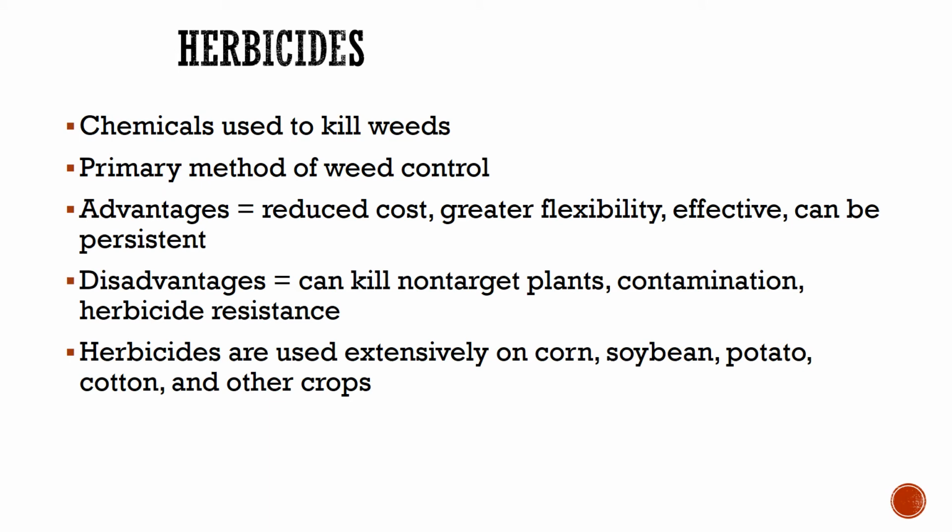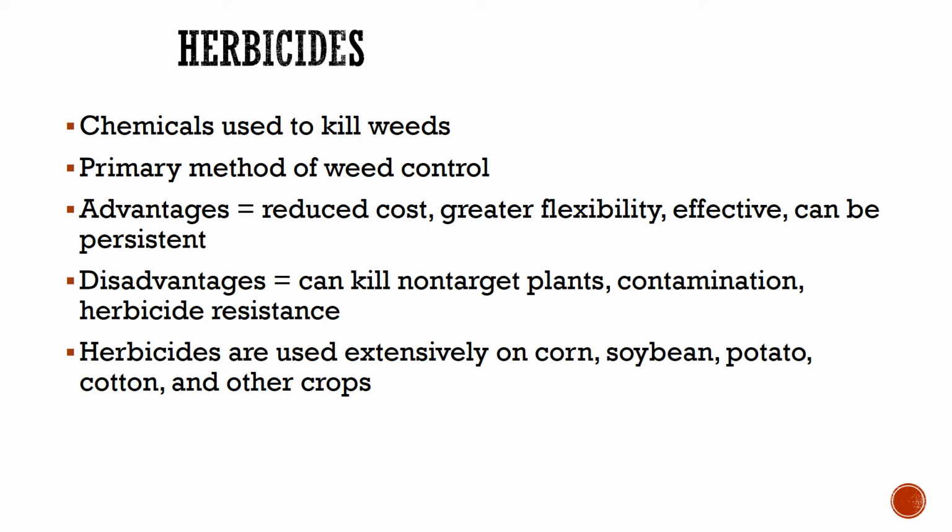So herbicides, the whole point of herbicides is to kill weeds. It's a chemical, and we have many different kinds of herbicides to kill weeds. It's a primary method of weed control, and it's the most common in agriculture production. We have a couple of disadvantages and a couple of advantages. Some advantages: it's extremely effective if you pick the right one and spray the correct herbicide at the correct time, and it can be persistent, so it can last throughout a growing season, and it reduces the cost of what it might take to get those weeds out of there later in the growing production.